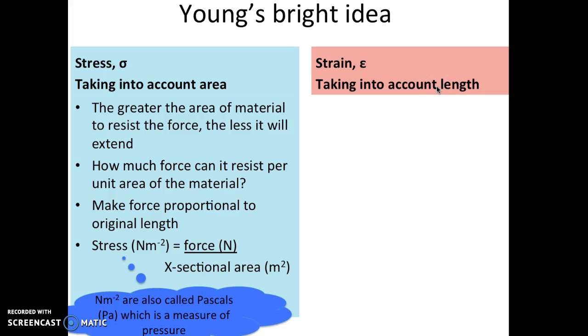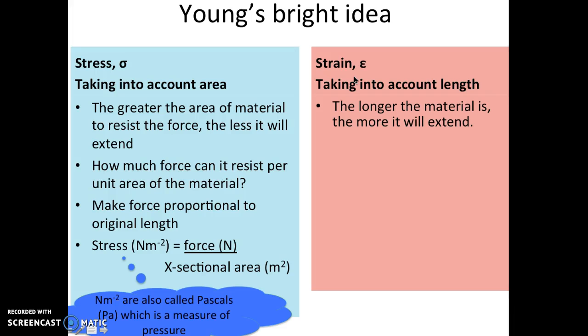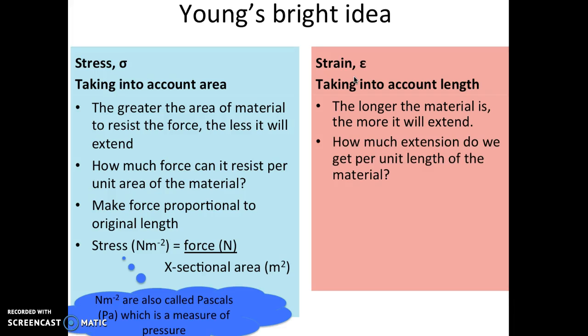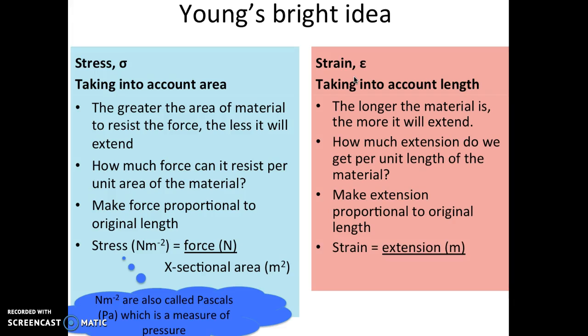Now, the second part of the problem that needed to be taken into account was the effect of length, the fact that greater length gave rise to greater deformation. And he came up with a property called strain, which he labelled epsilon, curly E. Again, this was because he knew that the longer the material was, the more it would extend. And so he needed to know how much extension we got per unit length of the material we were testing. So he made extension proportional to original length. He said that strain is equal to extension divided by original length.